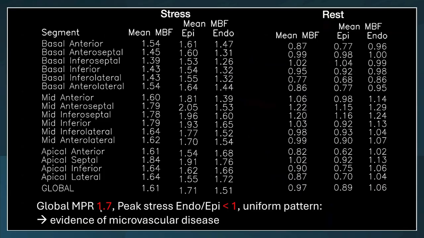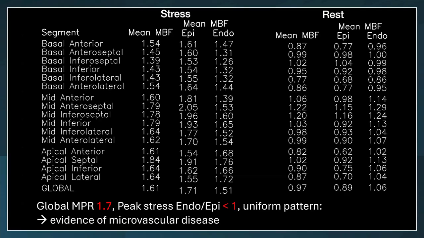You can calculate the global myocardial blood flow values. As demonstrated here, the myocardial perfusion reserve is calculated by the stress myocardial blood flow of 1.61 divided by the rest myocardial blood flow value of 0.97, yielding 1.7, which is reduced. In general, we use a myocardial perfusion reserve of less than 2 as abnormal. We can also calculate the endocardial to epicardial blood flow ratio. It should be greater than 1, but in this patient's case, it was less than 1.